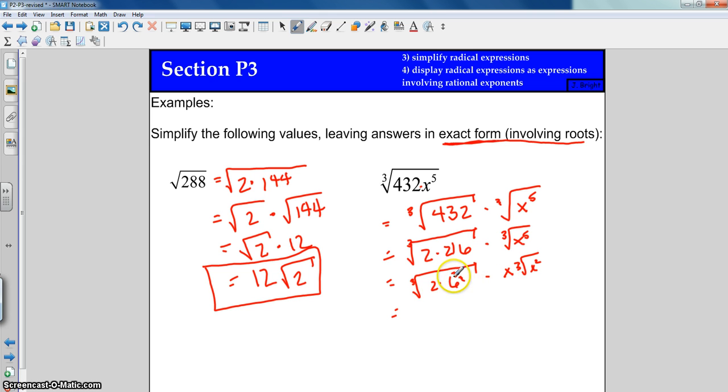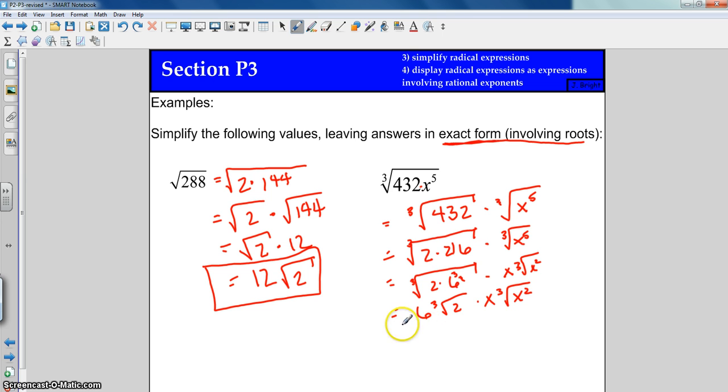And now the 6 comes out front because I have 3 of them appearing. So this is 6 times the cube root of 2 times x times the cube root of x squared.